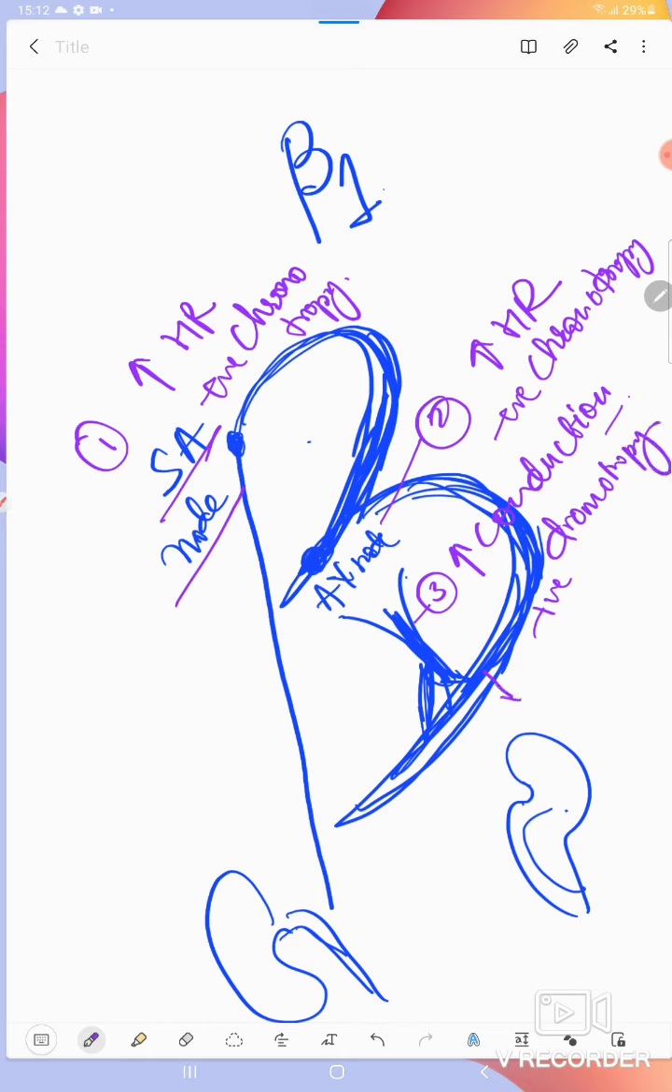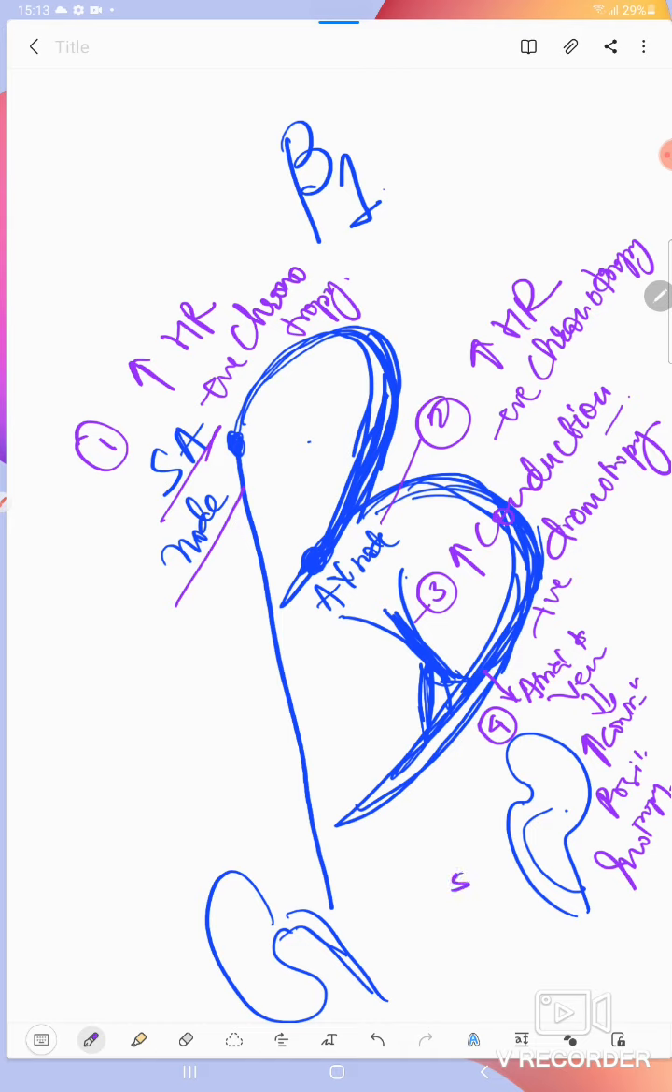Now the fourth one, we have the muscles, that is the muscles of the atrium and the ventricle. So they are going to have increased contraction, and this increased force of contraction is known as positive inotropy. So these are all effects which are occurring at the heart level.